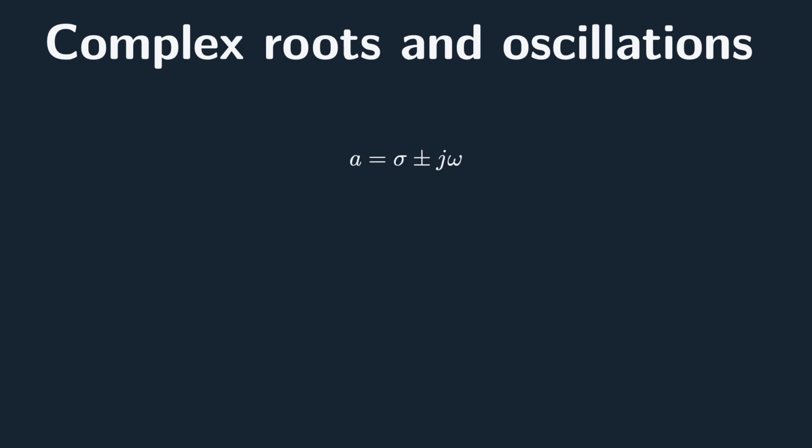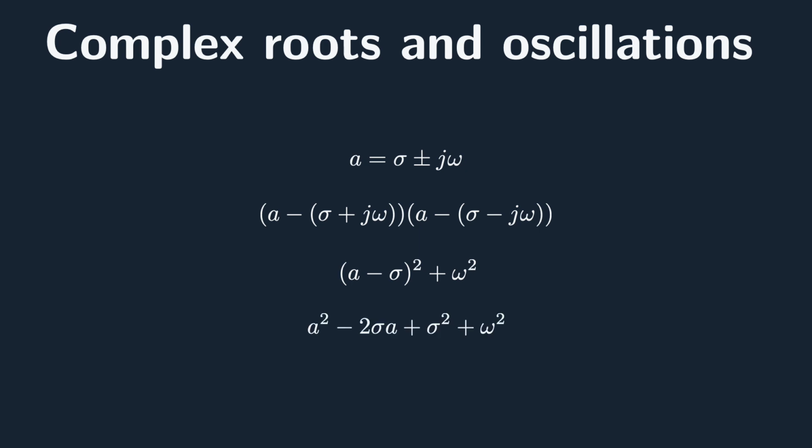The reason for the conjugate pair is that the original ODE has real coefficients. That means the characteristic equation also has real coefficients. If we multiply the two corresponding factors together, A minus sigma plus j omega times A minus sigma minus j omega, the imaginary parts cancel. This gives A minus sigma squared plus omega squared. If we expand this, we get A squared minus 2 sigma A plus sigma squared plus omega squared, which is a real polynomial factor in the characteristic equation.